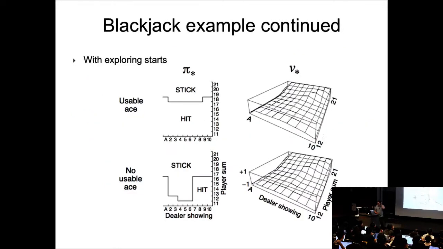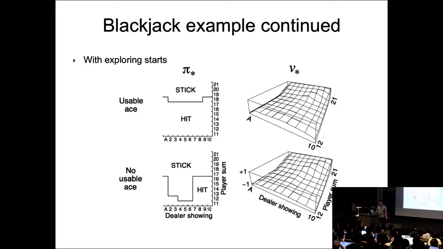So here's what happens with exploring starts. This is the blackjack example. This is actually learning the policy as you proceed. So you evaluate, you greedify, you evaluate, you greedify, and after a while, this is what the optimal policy would look like. If you have a usable ace, then I guess this is the dealer showing, and this is your current number. So it's basically saying, if you are in this range, you hit. If you're in this range, you stick, if you have a usable ace.